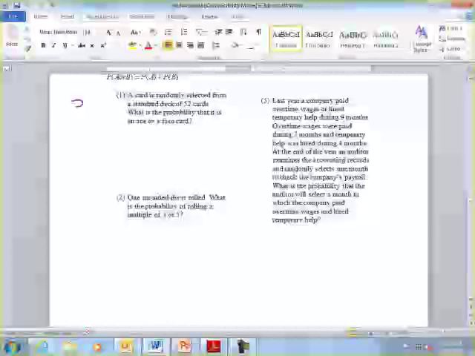Randomly selected from our 52 card deck, what is the probability that it is an ace or a face card? So I'm still just drawing one card. What is the probability that I have an ace? Well, how many aces are there? 4 out of the 52 cards. When we say or in a probability problem, that means we are adding. So I want to add to that a face card. How many face cards are there? 12. Jacks, queens, and kings of the 4 different suits. So there are 12 of those out of the 52 cards.